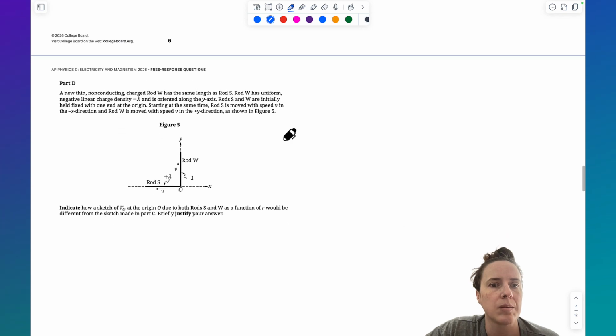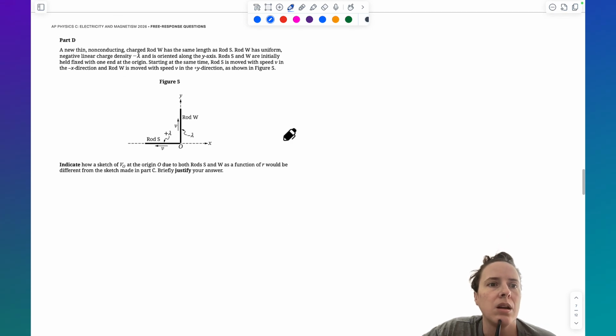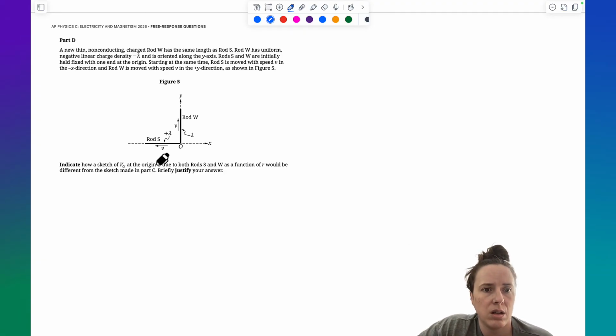Part D. A new thin, non-conducting charged rod W has the same length as rod S. Rod W has a uniform negative linear charge density and is oriented along the y-axis. Rods S and W are initially held fixed with one end at the origin. Starting at the same time, rod S is moved with the speed v in the negative x direction, and rod W is moved with the speed v in the positive y direction, as shown in figure 5. Indicate how the sketch of V naught at the origin due to both rods S and W as a function of r would be different from the sketch made in part C.